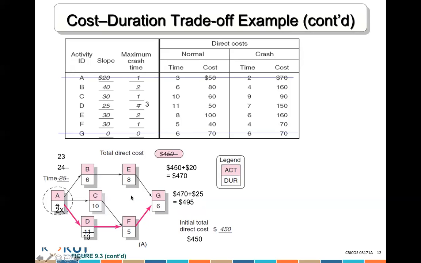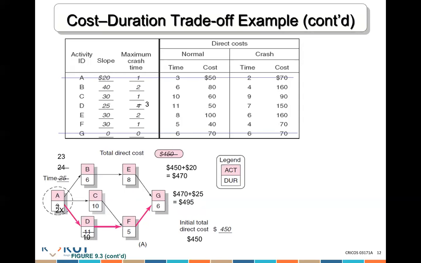We already know that. Now guys, let me ask you. I have either C or D or F to crash. We can't crash G, we can't crash A. So which one should I crash? C, D, or F? F. Why F?